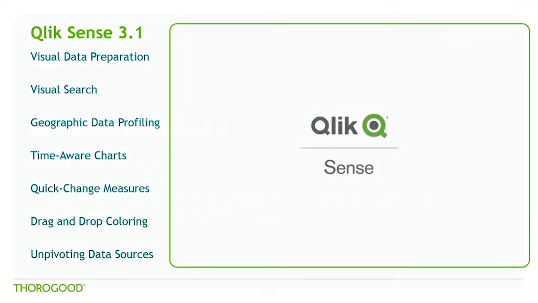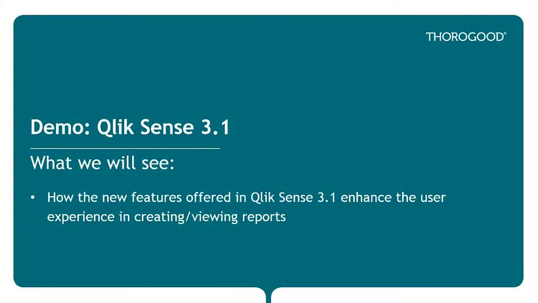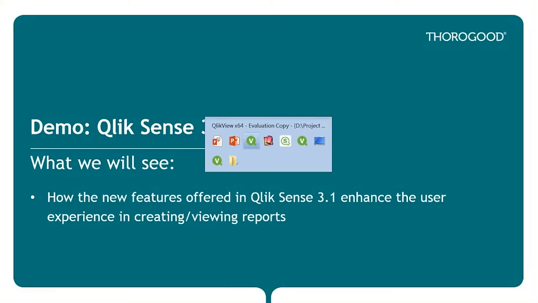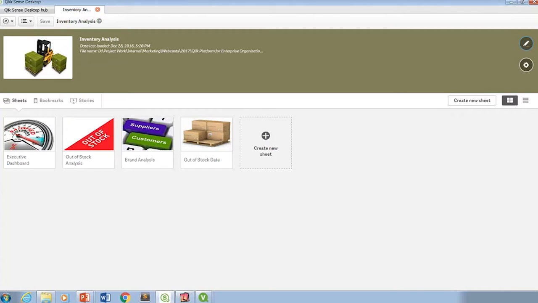So now we're going to be taking a look at a demo to highlight the value of ClickSense and a couple of the new features that I just covered. So for this demo, I'm going to be playing the role of an executive in a global consumer packaged goods company. And the application that I'm going to be using today is created in ClickSense Desktop version 3.1, and it can be used to analyze my company's out-of-stock information over the past few years.